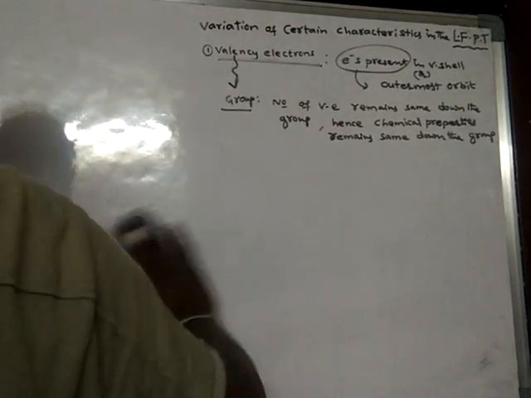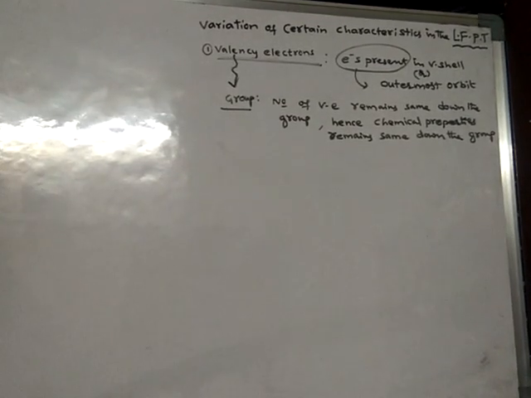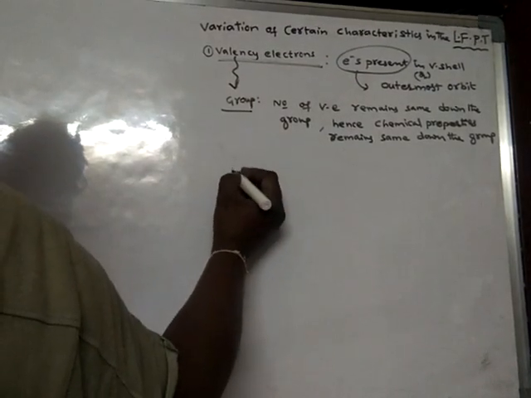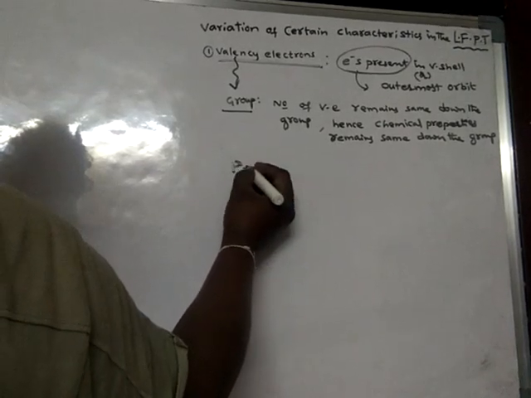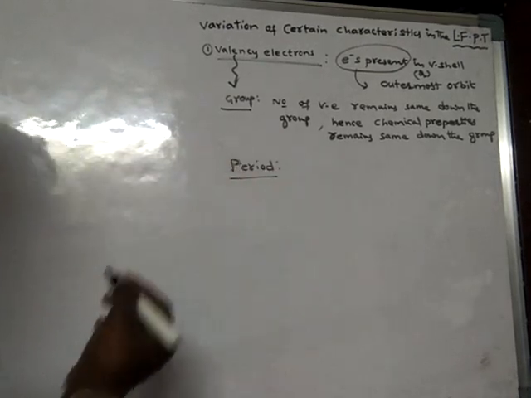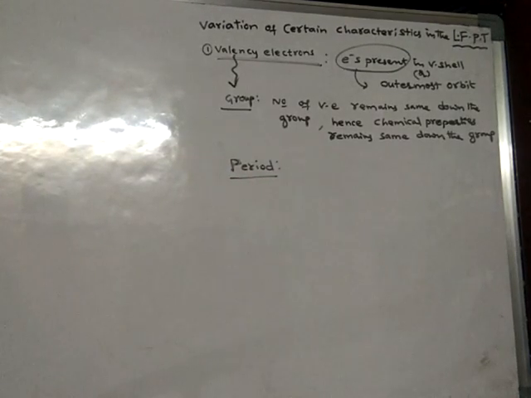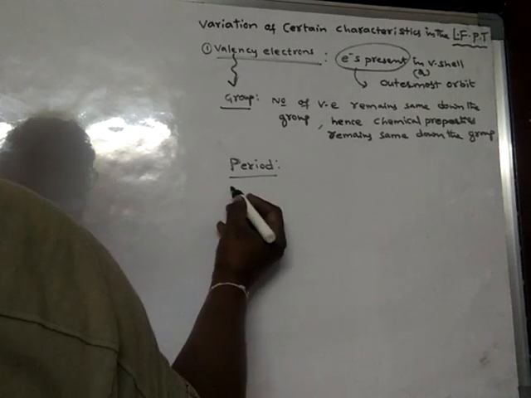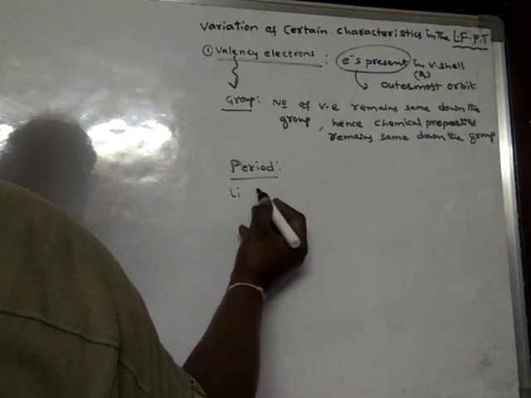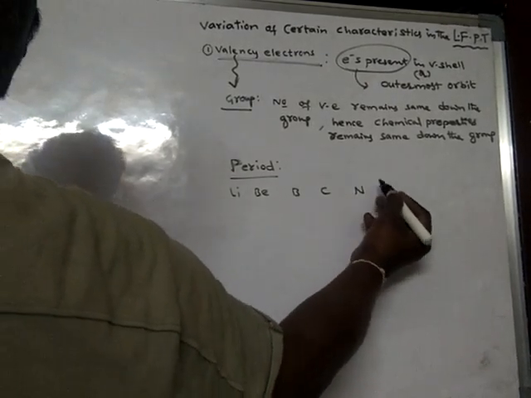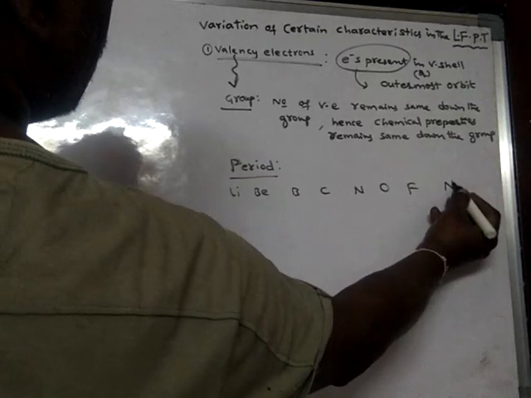Now let us learn how the valence electrons vary in a period. If you observe any period, what happens? The elements in the same period have the same number of electron shells. Example, take lithium, beryllium, boron, carbon, nitrogen, oxygen, fluorine, neon.